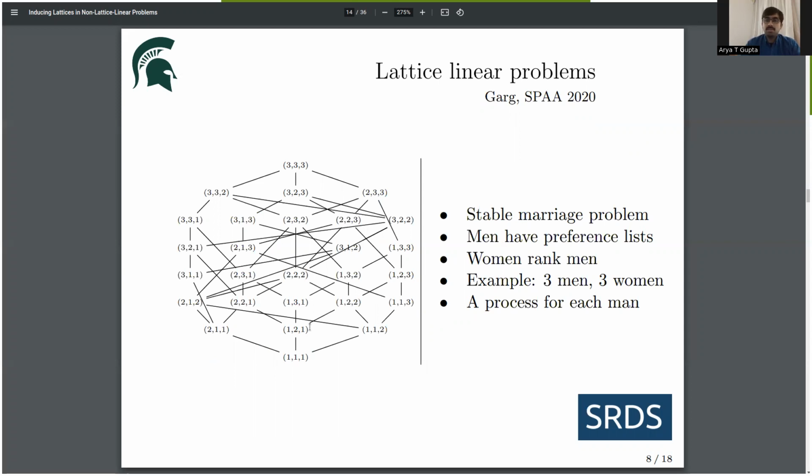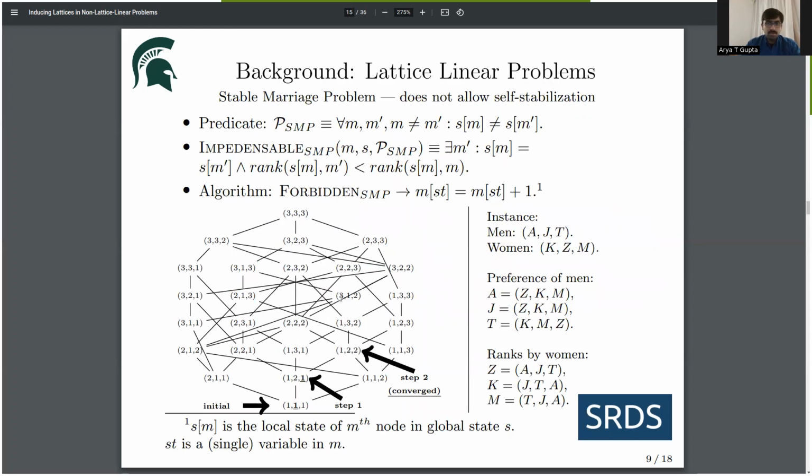Extending our discussion towards asynchrony, Garg in 2020 introduced lattice linear problems. And the problem that we are going to study is the stable marriage problem. In this problem, we have men and women. Men propose to women, and women accept or reject that proposal. Men have preference lists, and women rank men. So in this example, we are going to study a system where there are 3 men and 3 women. All the men start with their first choices. So all of them are proposing to their first choices.